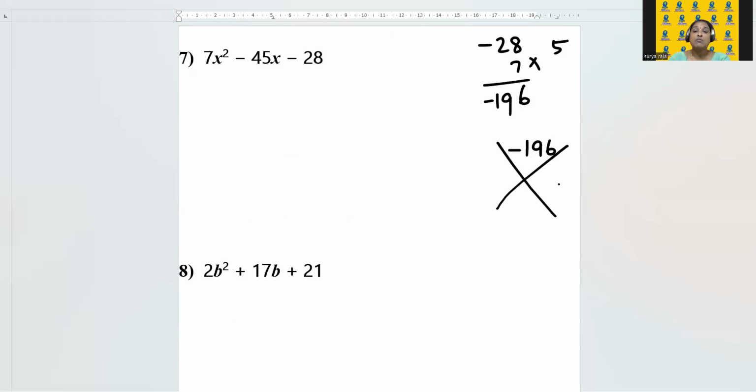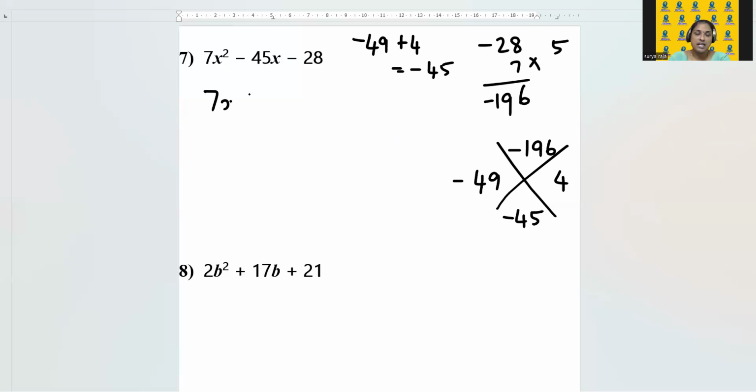See, when you multiply both, you should get minus 196. And when you add both, you should get minus 45x. So let me divide it by 4. So it would be 49 times 4. I can get minus 45 when you add minus 49 plus 4, you get minus 45. And when you multiply both, you get minus 196 as well.